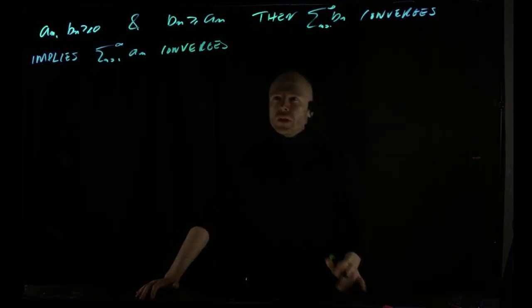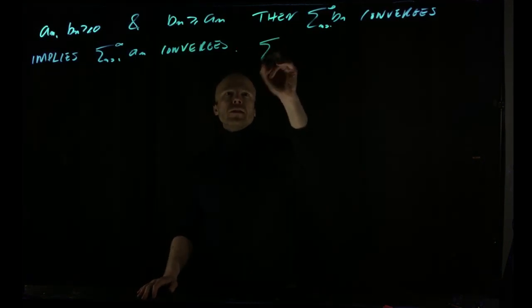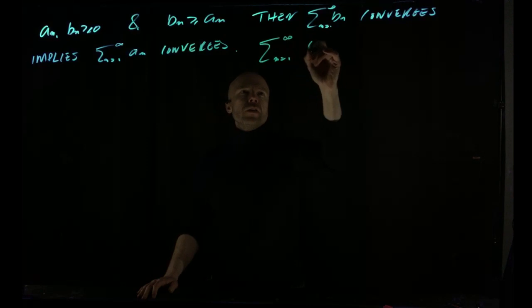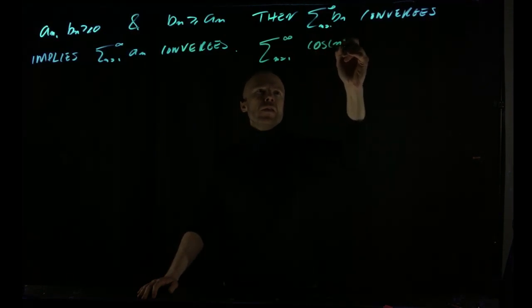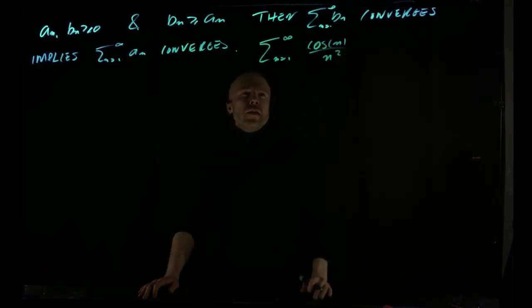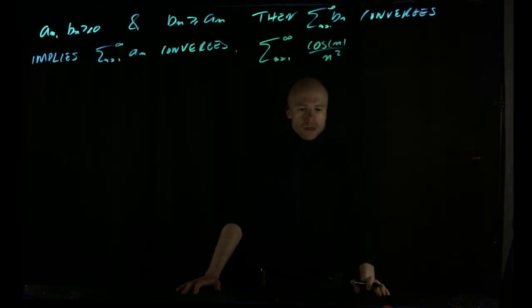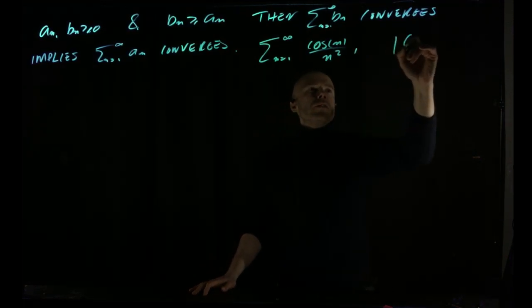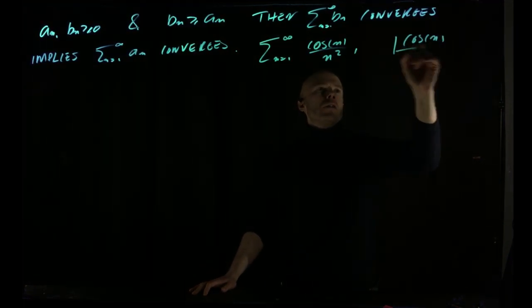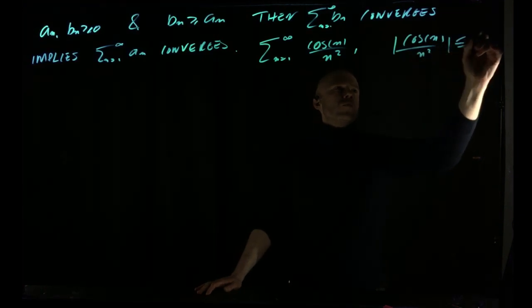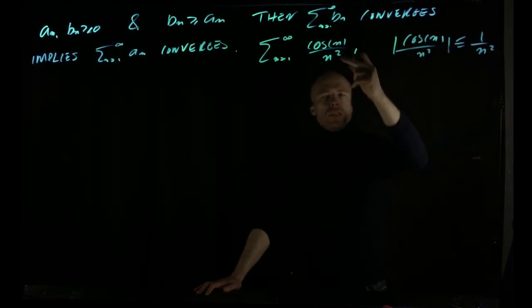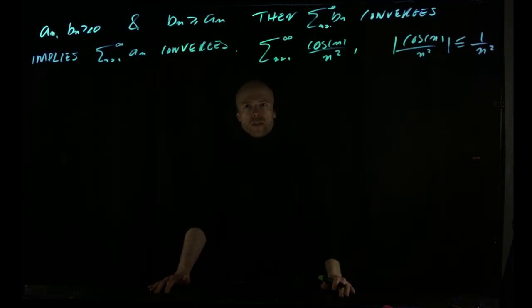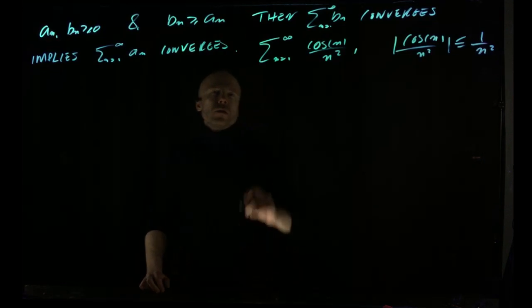This is a useful thing. I mean, a classic example is something like this: the sum n equals 1 to infinity of cosine of n over n squared. It's a pain to try and figure this out, except if you remember the comparison test. So just note that this thing is less than 1 over n squared, so the absolute value of this guy converges by the comparison test, therefore the series itself converges. Okay? So that's this example.